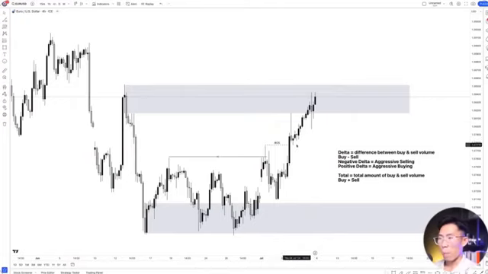Now, here's a tip for you guys, because this is what I do, right? I just wait for price to get to a point of interest, then I switch to footprint charts.